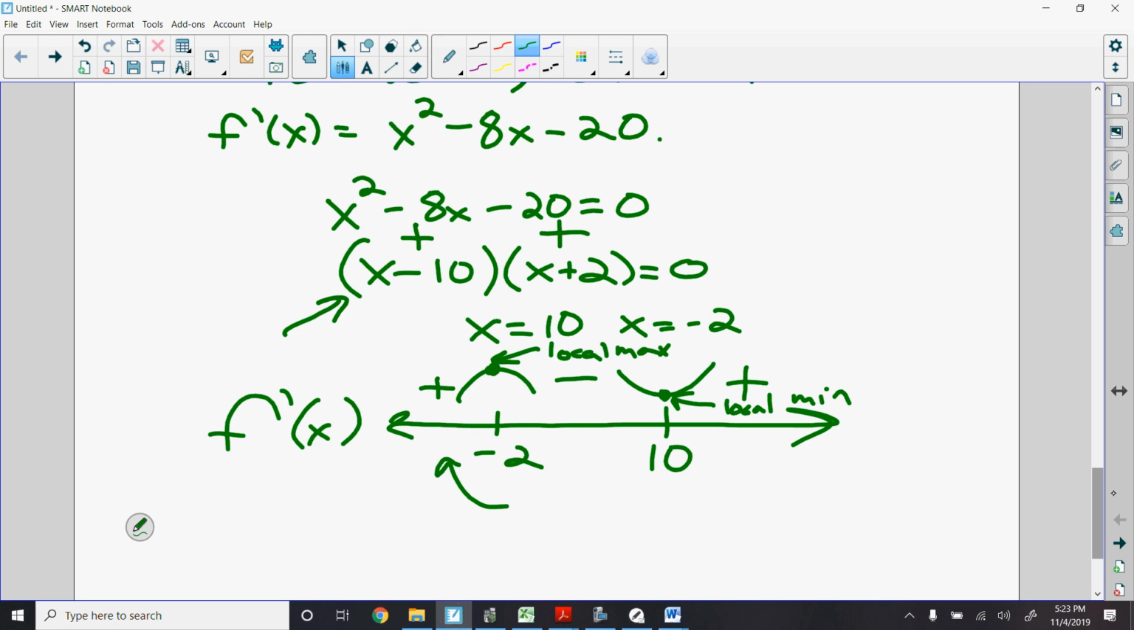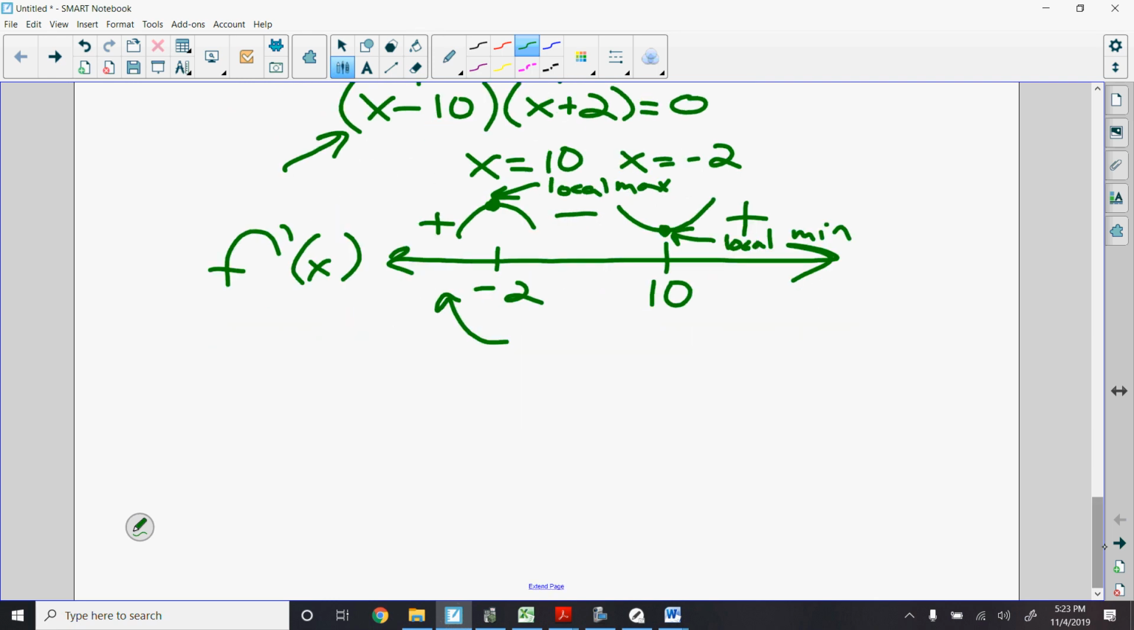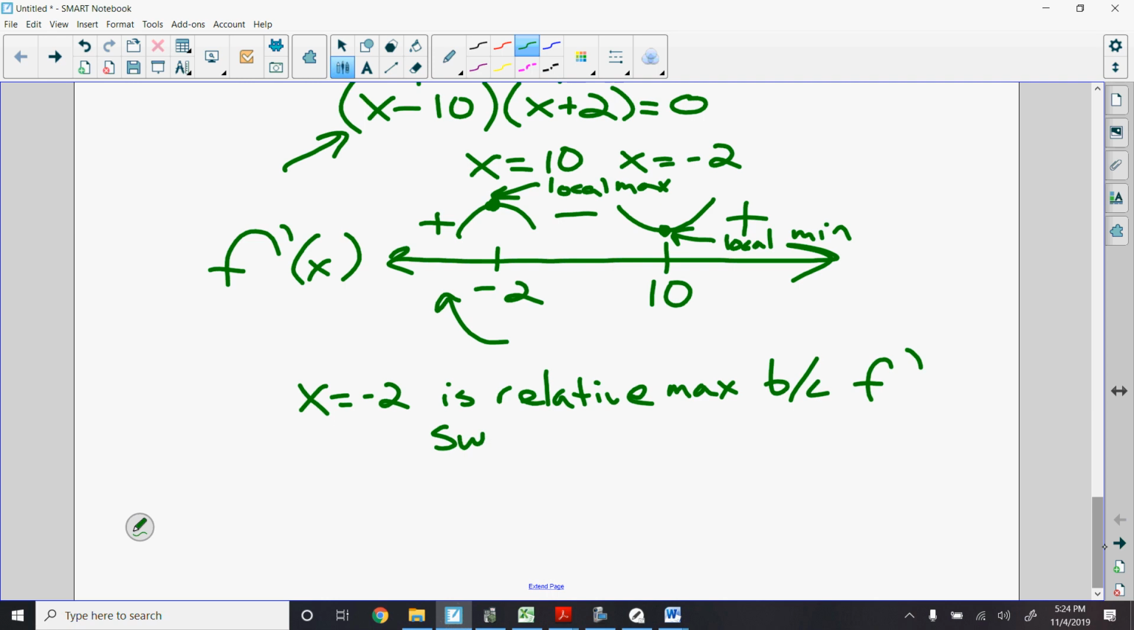But I have to write this out and justify it. That's not going to be good enough. So here's what I'm going to say. X equals -2 is a relative max. I'll use the words they used. Because f prime switches from plus to minus. Right? Again, we're switching from plus to minus. That's going to create a local maximum.